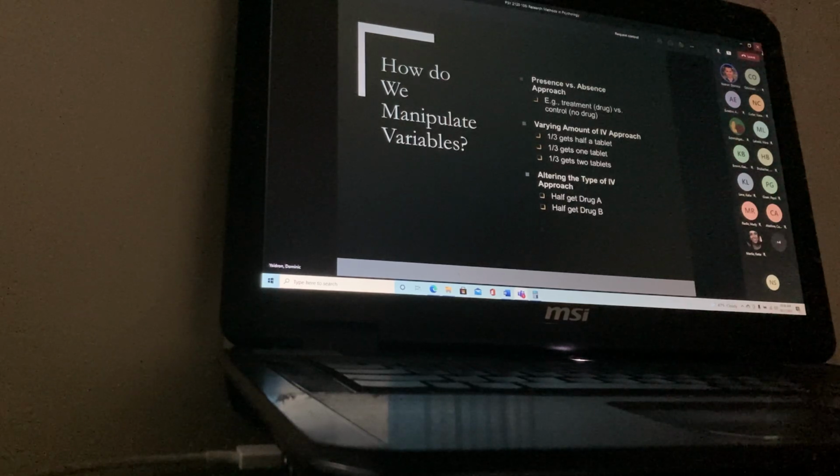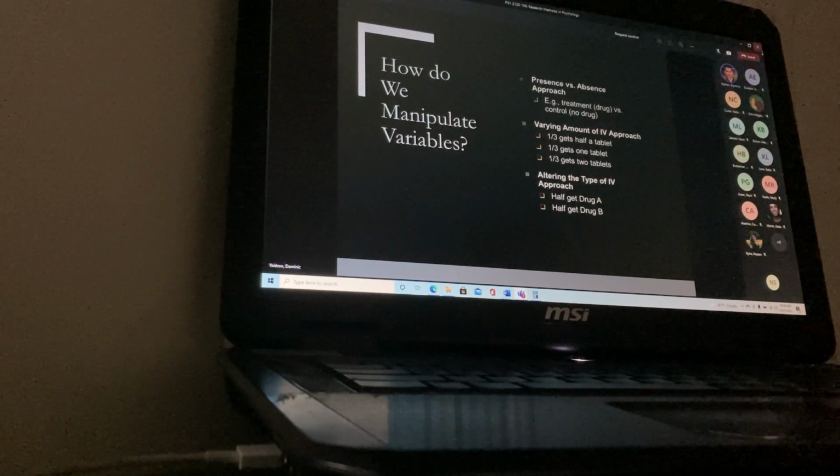A third example would be altering the type of independent variable. So meaning we have different things that people are being exposed to. So maybe half get this one treatment and half get another treatment, right? So they're actively different. This is often what you see in clinical research, often when you're trying to compare the efficacy of two different things.